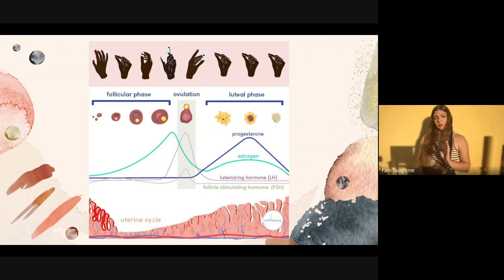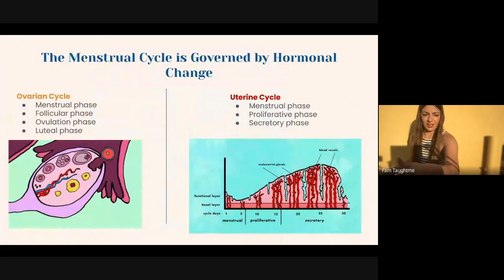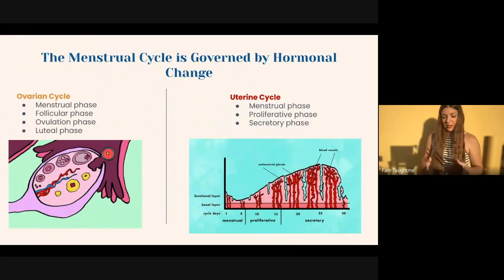We're seeing what's happening with the changes in hormones, where estrogen is the dominant pre-ovulatory hormone and progesterone is the dominant post-ovulatory hormone. And on the bottom, we're seeing the progression of the uterine cycle. So we're actually seeing how the uterus builds up new lining each menstrual cycle. There's a lot going on in this graphic, but what we're trying to get at here is that the menstrual cycle is governed by hormonal change. That's what's driving the whole cycle each time that it happens.